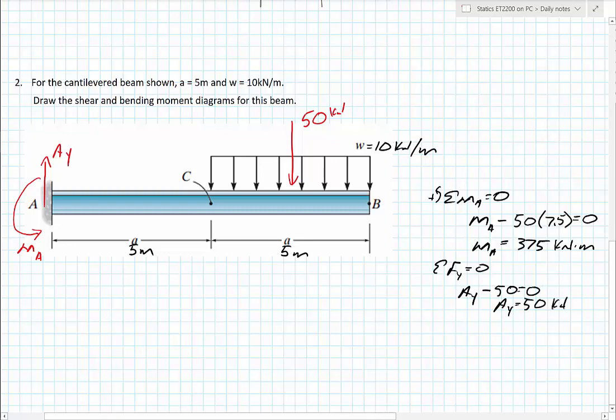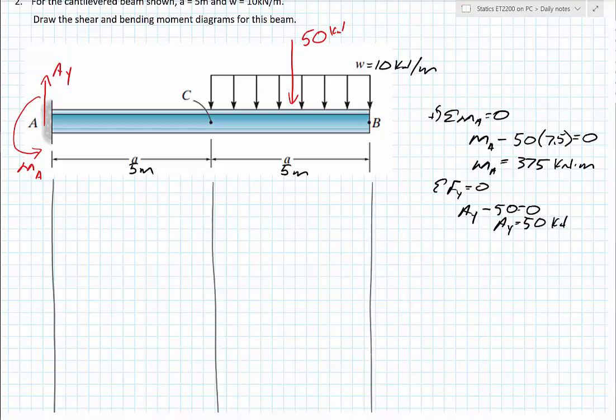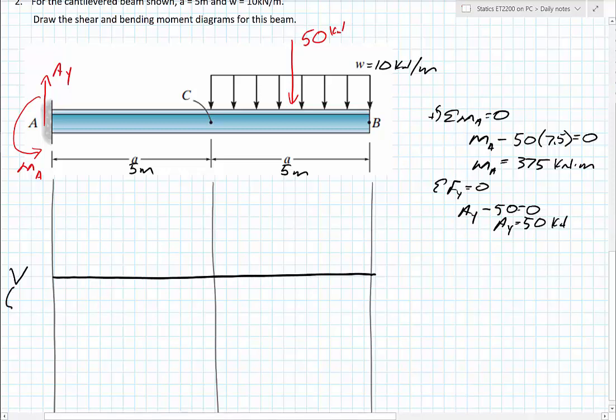So after I have my reactions, I want to draw lines where anything looks like it might be interesting, which is at the end, right where the distributed load starts, and where the distributed load ends. I'm going to start by drawing our shear diagram V. Don't forget to put your units on here. These are in kilonewtons. And we're starting off with this AY at the end of 50. So we just have something that starts right over here at 50, and the moment doesn't have any impact on the shear. And I get over to this point.